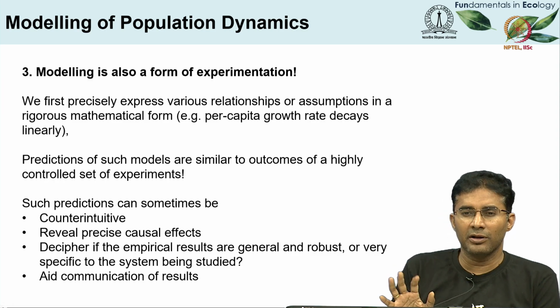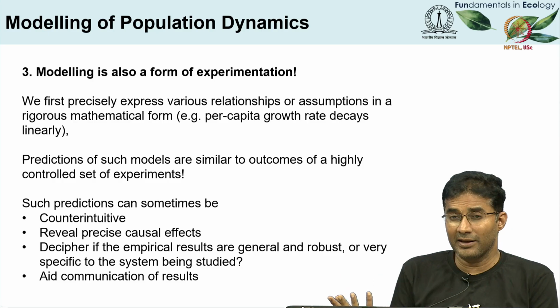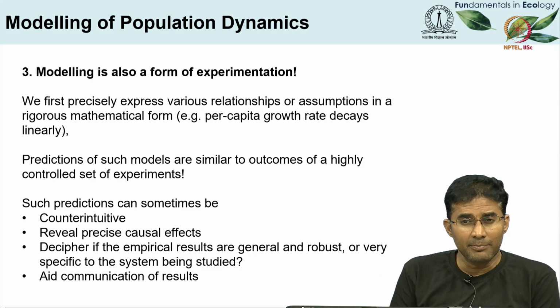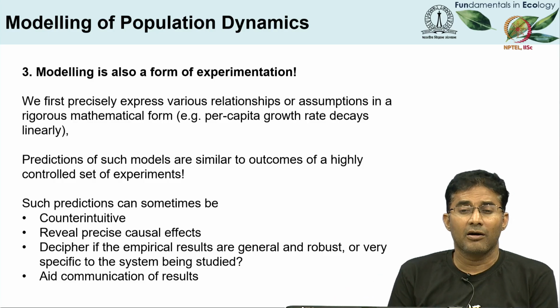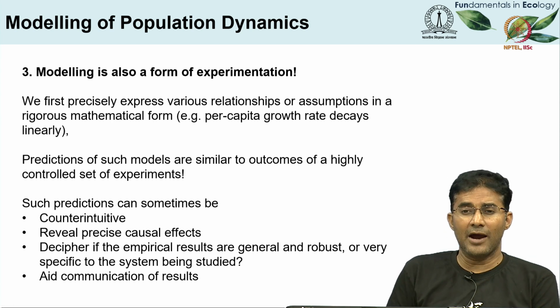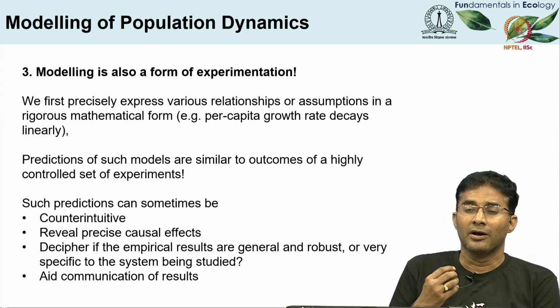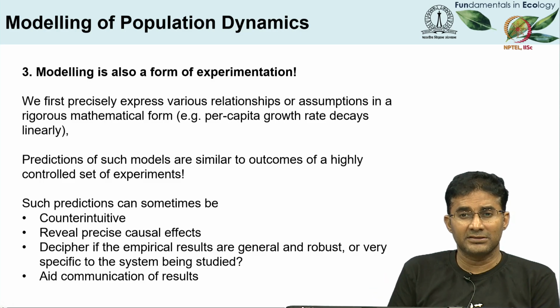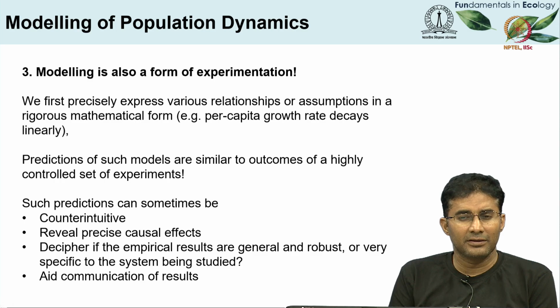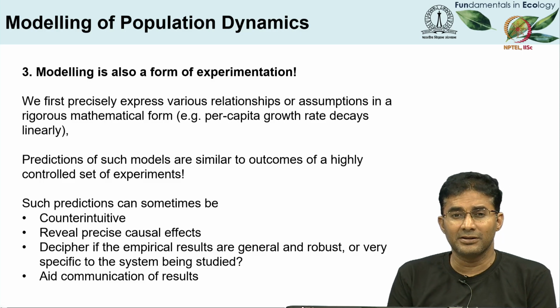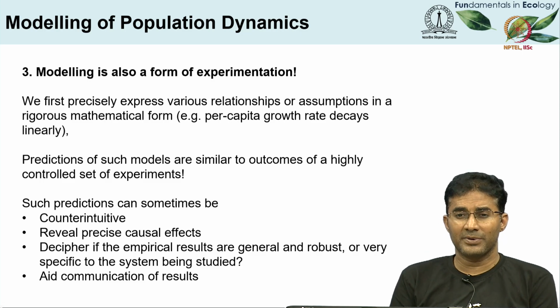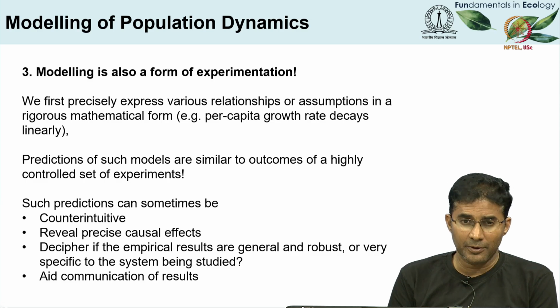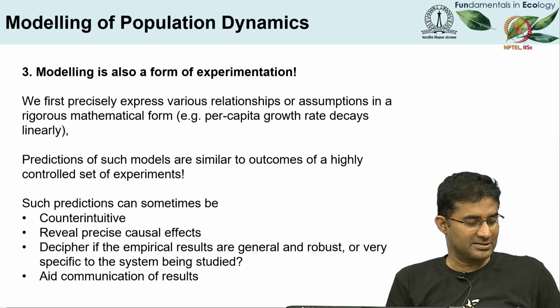If a very simple model with very few assumptions can explain a given empirical pattern, maybe this empirical pattern will repeatedly occur across many systems. On the other hand, if I have to make very specific assumptions about the very specific system that I am studying to explain an observed pattern, that means maybe the results are not very generalizable. And eventually mathematical models and the mathematical terms also aid us in precise communication of the underlying processes and the subsequent results.